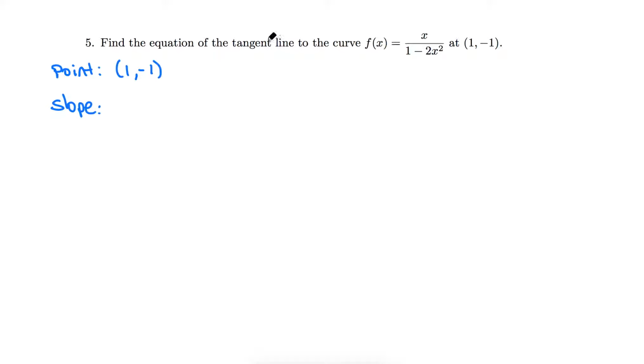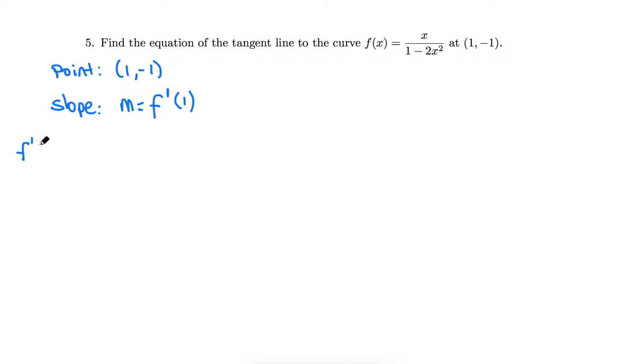So we'd like to find the slope of this tangent line. Slope can be found by finding the derivative of the curve, and we're going to plug in the given x value for that derivative. So we'd like to find the derivative of this curve at x equals 1. So we're looking for f prime of 1. Let's go ahead and find the derivative first.